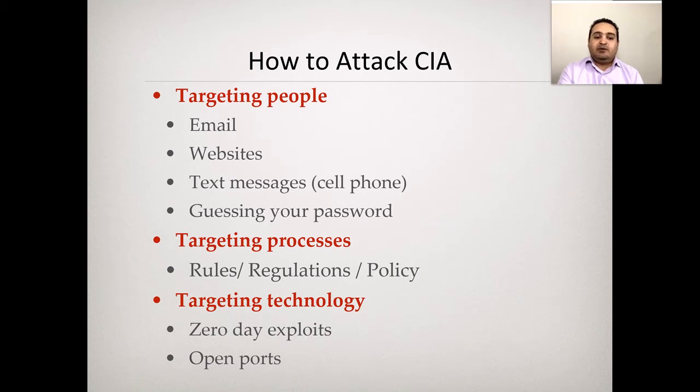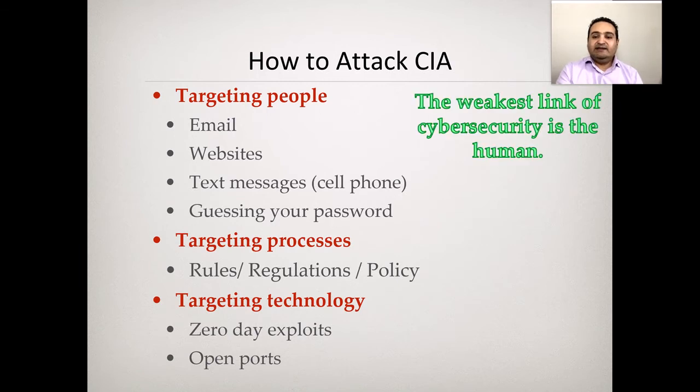And then as for processes, which involve rules, regulations, and policies that the government or organizations put in place in order to protect the data that they have. And then the technology, which can include zero-day exploits or open ports. And actually we have a lot of videos to explain the technology, so we will go over them in a little bit. I will let you watch those videos to explain them in more detail. The weakest link of all of those three components, which are people, process, and technology, is the human factor, or the people factor.